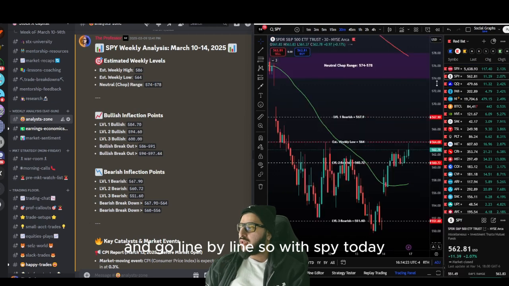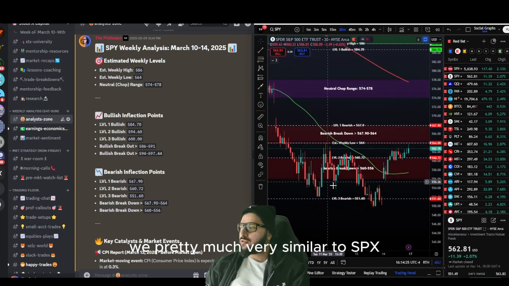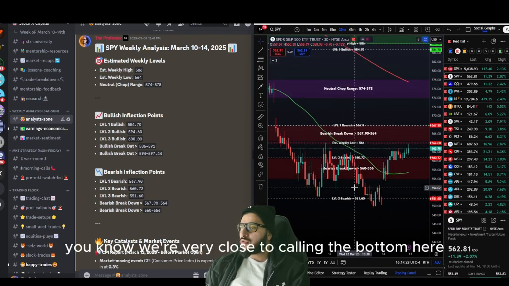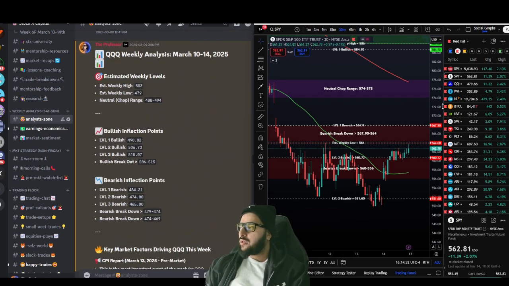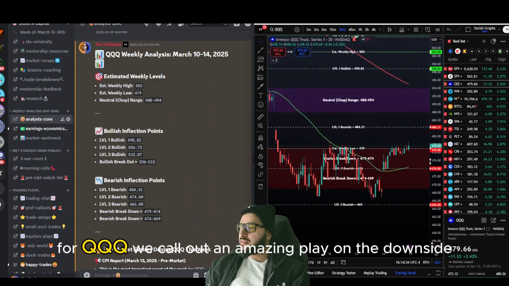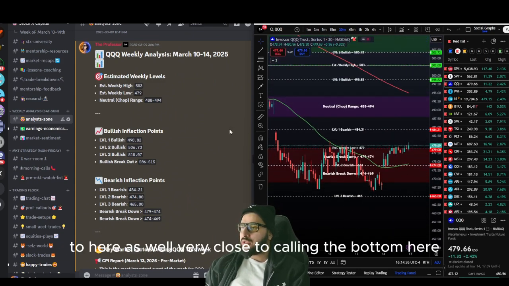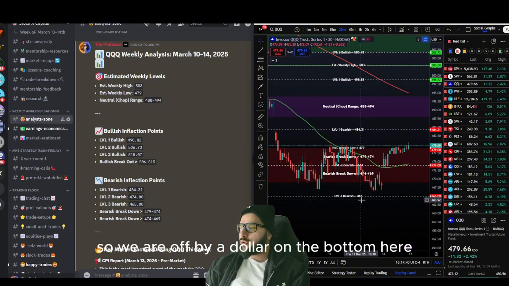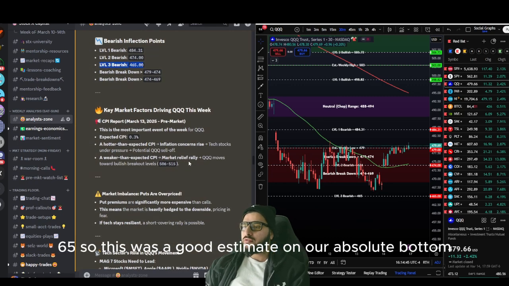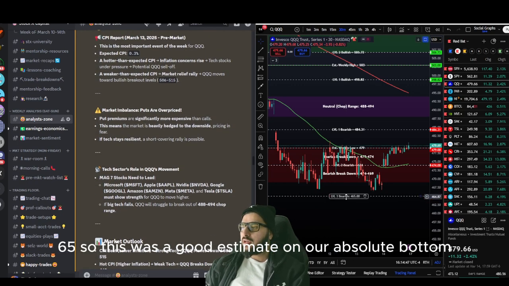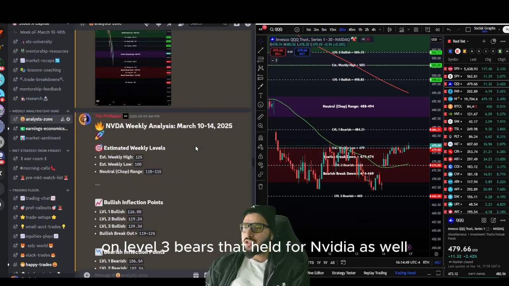So with SPY today, we pretty much very similar to SPX. You know, we're very close to calling the bottom here, so I'll give this a W in terms of overall prediction. For QQQ, we called out an amazing play on the downside to here as well. Very close to calling the bottom here. It was 466, so we were off by $1 on the bottom here. You guys can see right here, 465. So this was a good estimate on our absolute bottom on level 3 bearish that held.